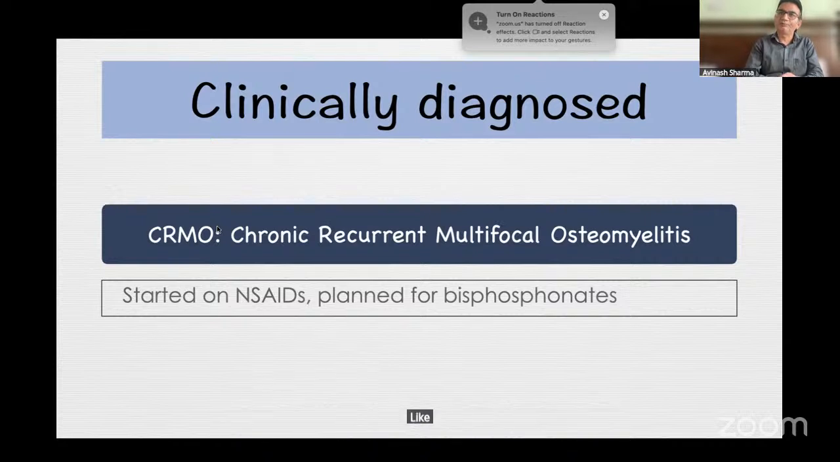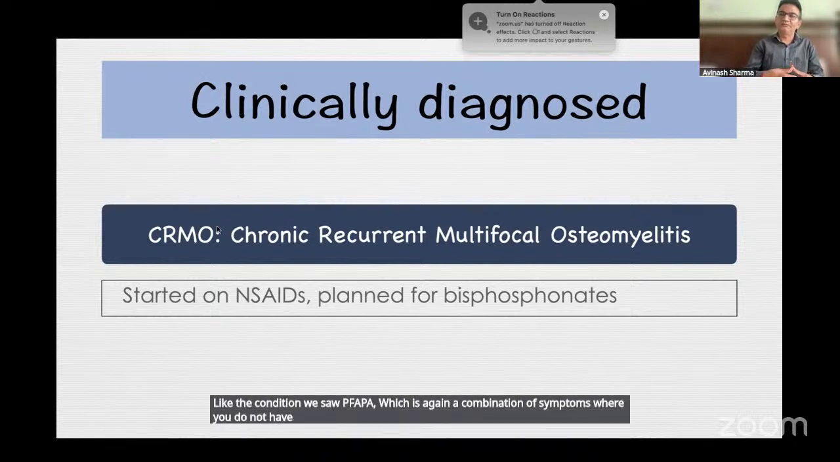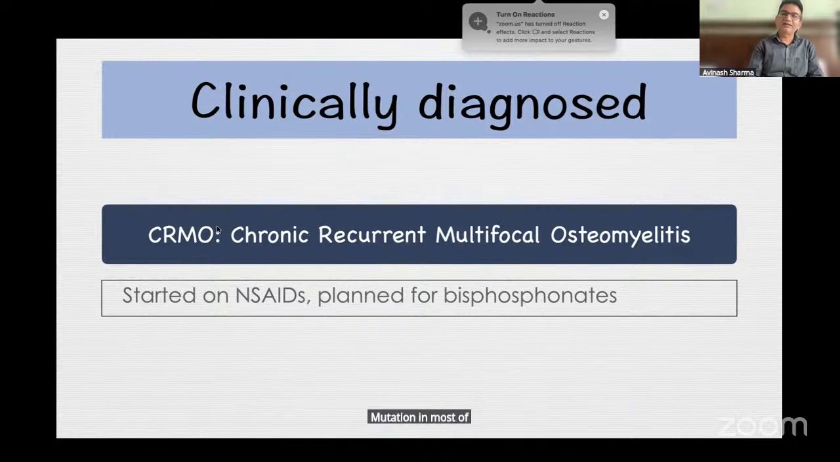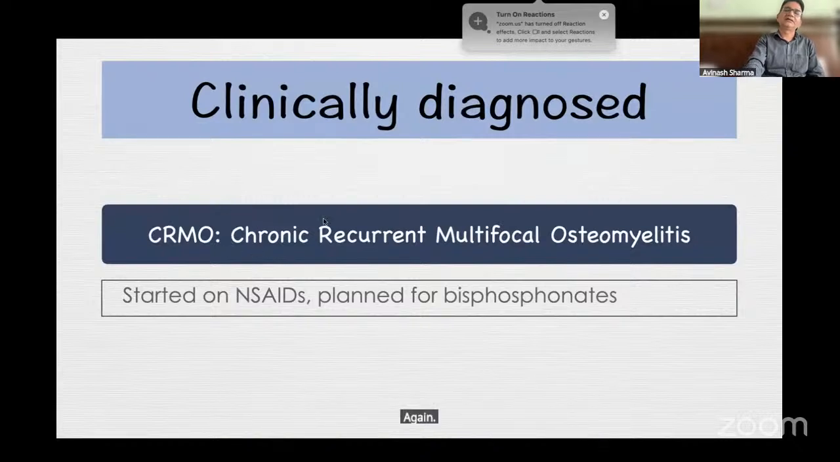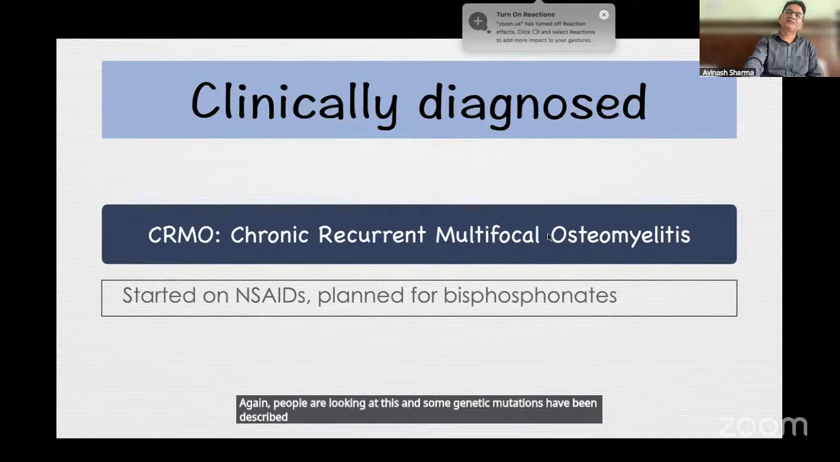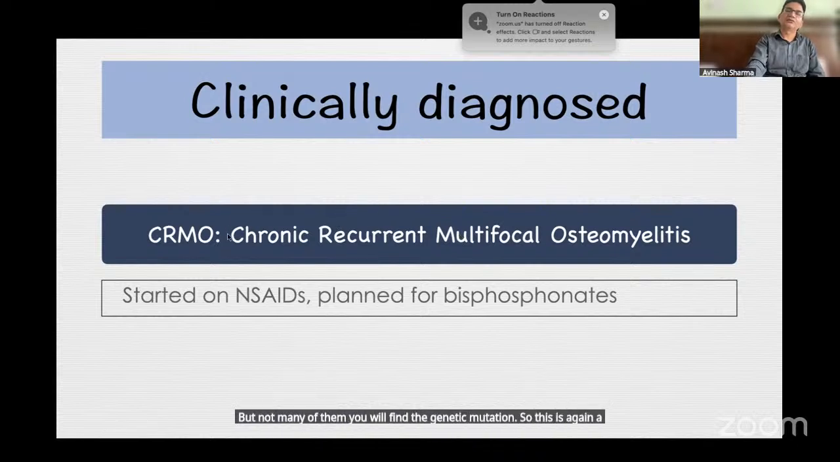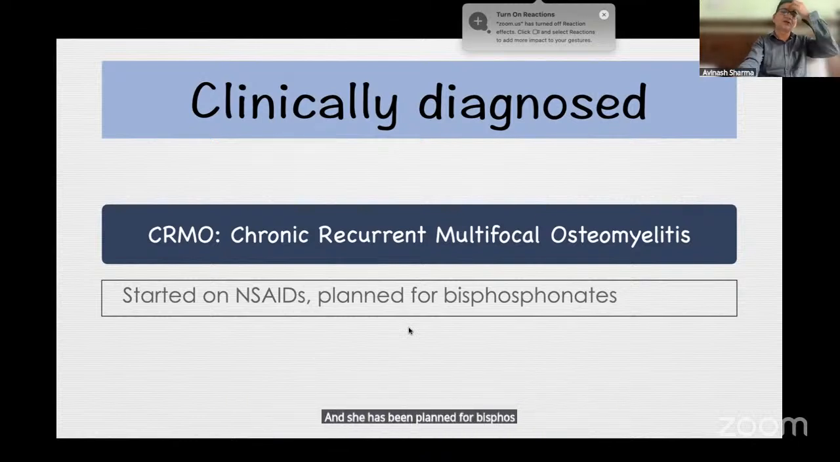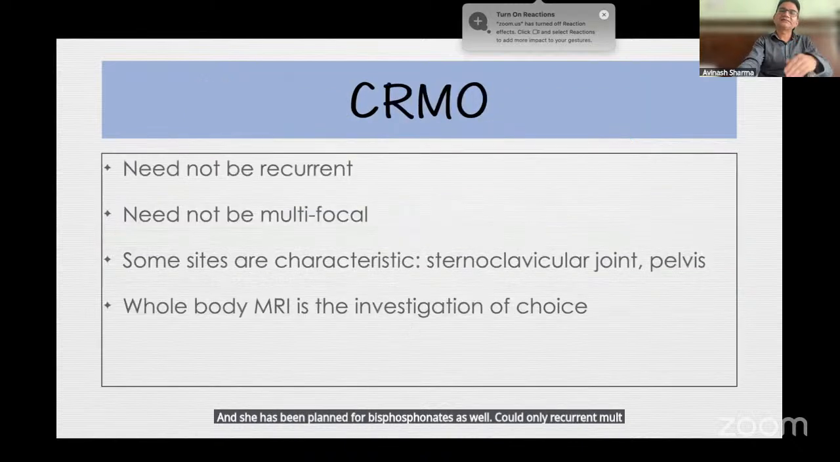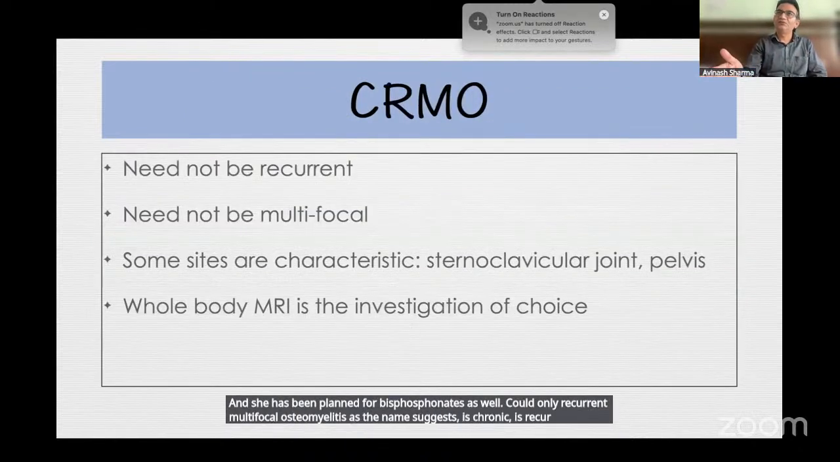Like the condition we saw, PFAPA, which is again a combination of symptoms where you do not have the genetic mutation in most of the cases. CRMO again is a condition where we may not find the genetic abnormality or genetic mutation in many of them. Again, people are looking at this, and some genetic mutations have been described to cause CRMO-like conditions, but not in many of them will you find genetic mutations. So this is again a clinical diagnosis, chronic recurrent multifocal osteomyelitis. This child was started on NSAIDs, to which she responded very well, and she has been planned for bisphosphonates as well. Chronic recurrent multifocal osteomyelitis, as the name suggests, is chronic, is recurrent, is multifocal, and is osteomyelitis.